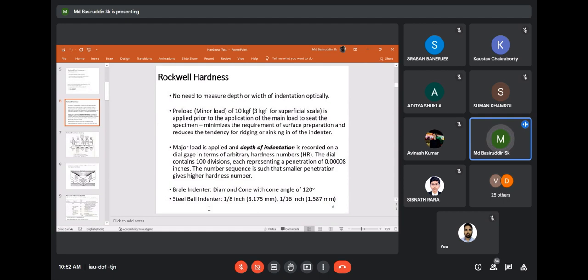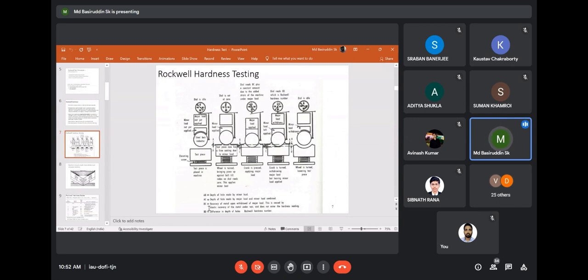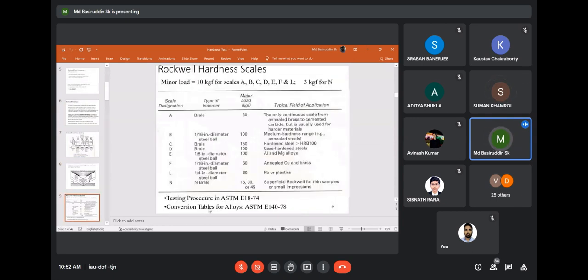People have divided these things into different sections, so that we can categorize and choose a particular testing process. Before that we should know the particular range for that testing process, and based on that we go for testing the selected metals or metal parts. I will show you how we can do that.